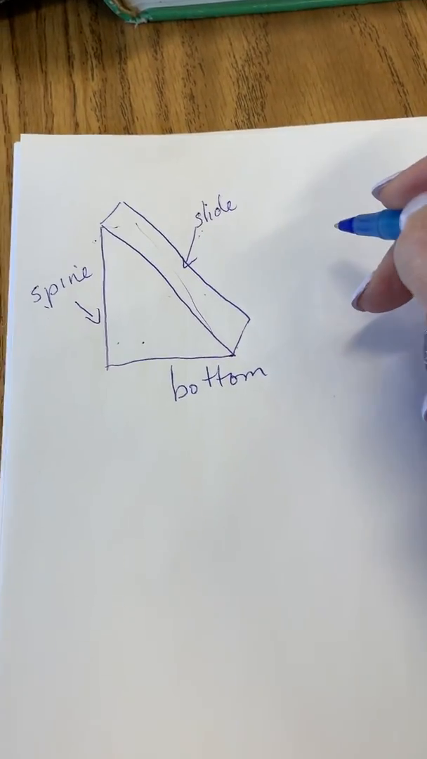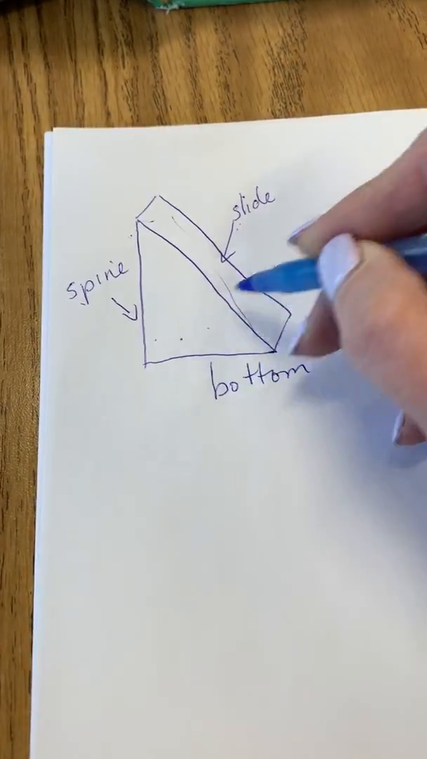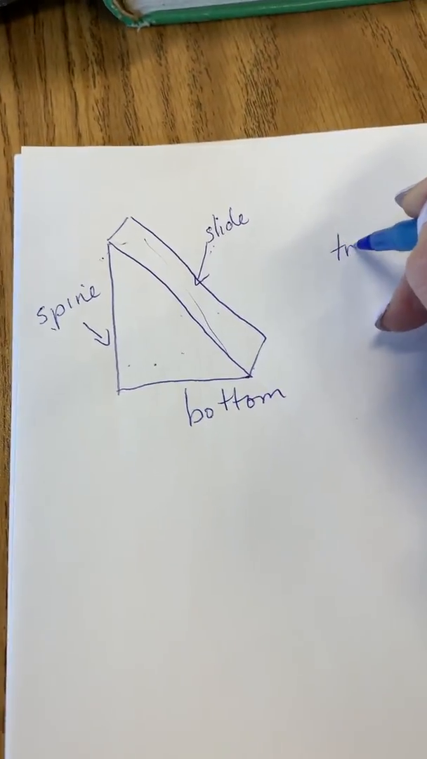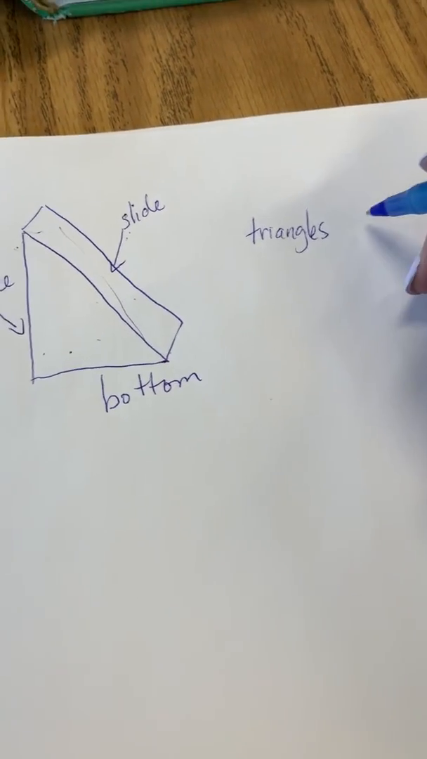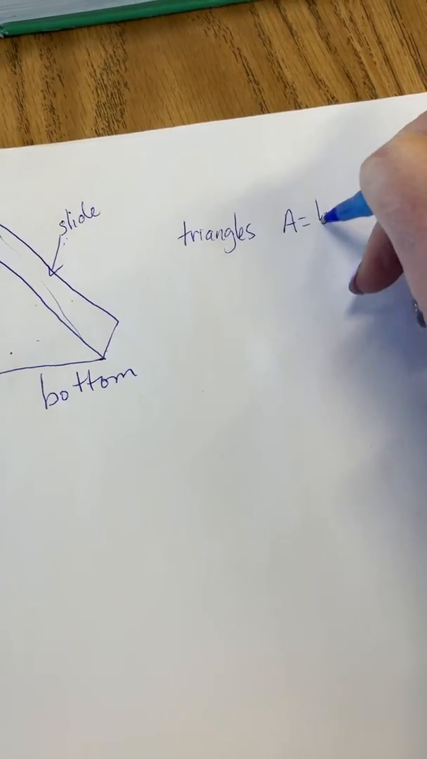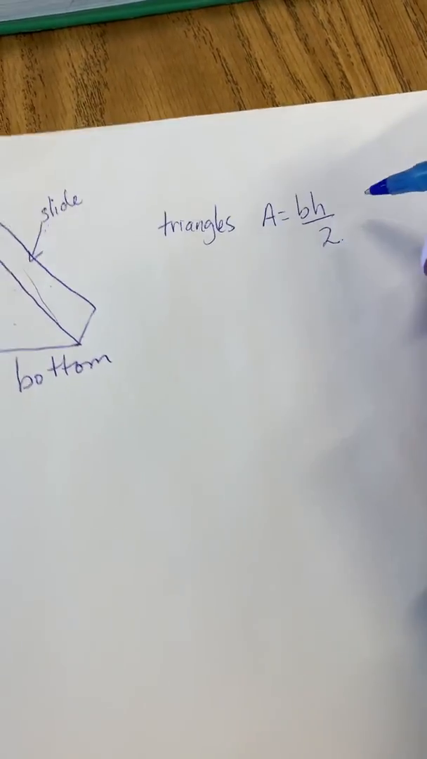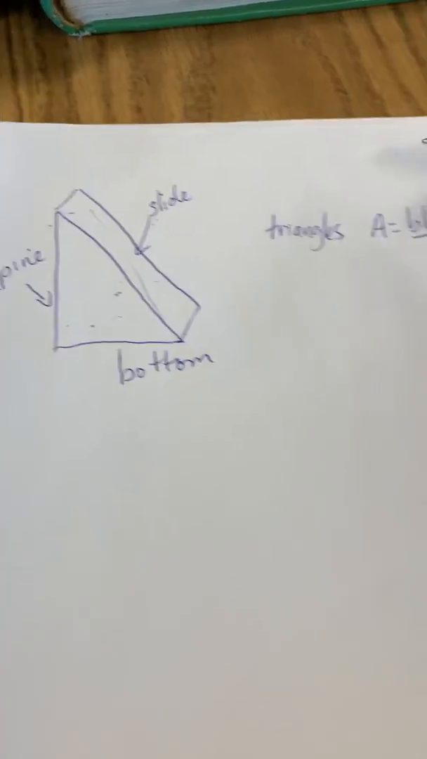Okay, so how do we find the surface area of a triangular prism? Well, the first thing we do is we realize we have triangles and we have rectangles. And then we have to go back to our formula sheet, or some of you will have a good memory, to find the area of a triangle: base times height divided by 2. Because, remember, a triangle is really half of a rectangle.